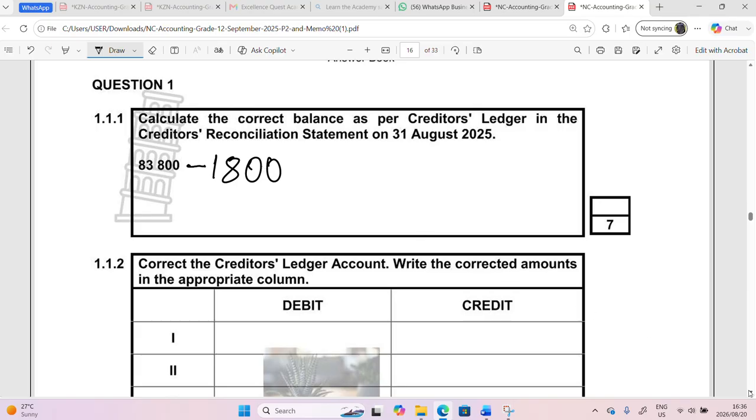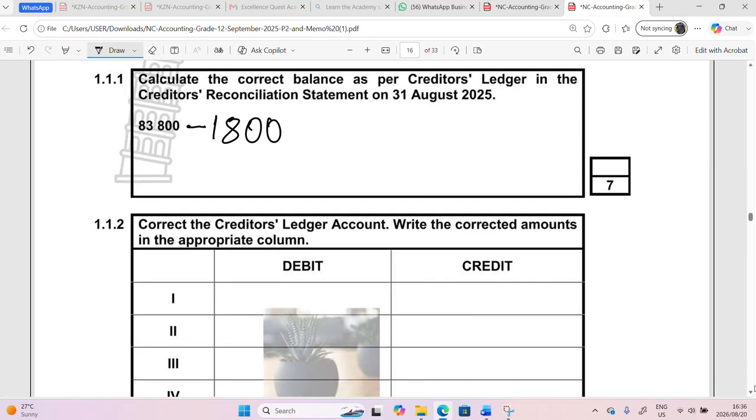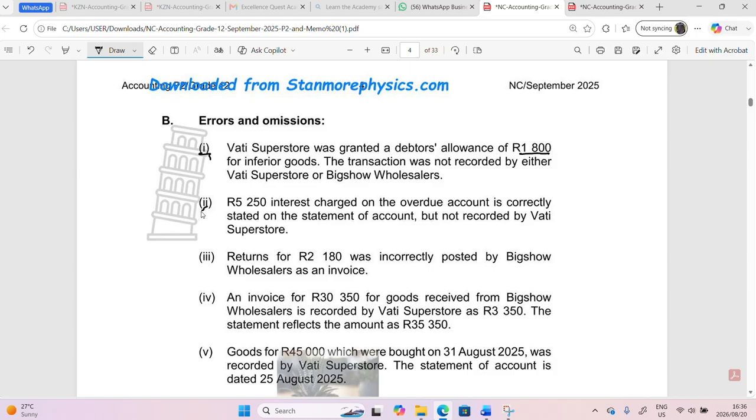And then now remember 1.1.2, we are doing the creditors ledger. The creditors ledger increases on the credit side when we owe more money to the supplier, and then it decreases on the debit side when we owe less money, or when we are making payments to the supplier, or when we are receiving a discount. So we have received a discount here of how much? 1,800. A discount received will always decrease what? The amount owed to the supplier. Right? I hope you understood that transaction.